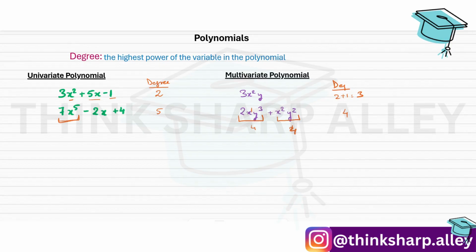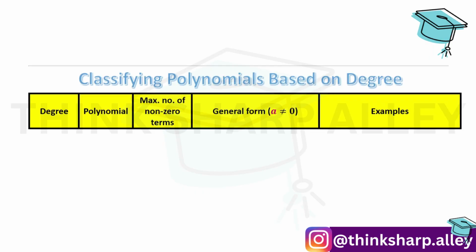So the degree is simply the highest power of the single variable. Now let us classify polynomials based on degree. Here we will see, based on degree, what do we call that polynomial, how many terms at most it can have, its general form, and a few examples.